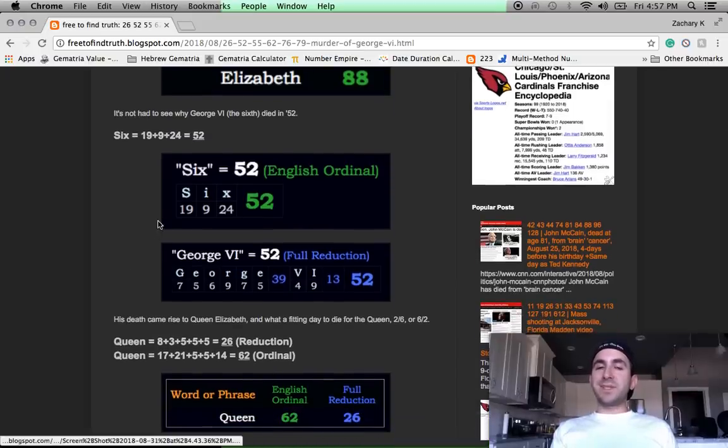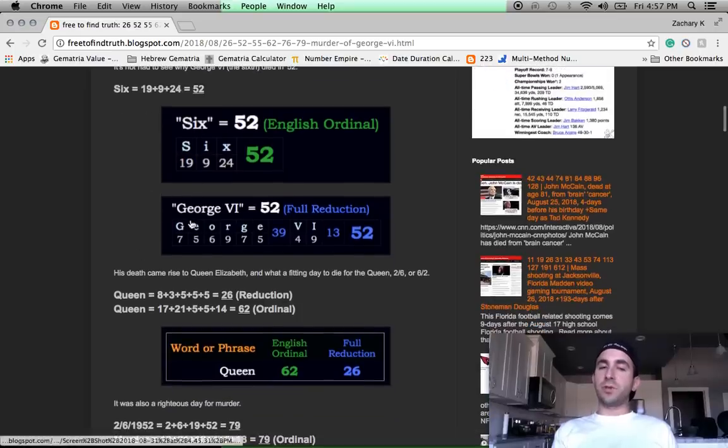Again, notice the difference. VI: S is the 19th letter, I is the 9th, X is the 24th. So VI is 52. When you do George VI, the way it was officially written, G's the 7th letter, E's the 5th. This is the numerology method here. O is the 15th letter, but notice it's worth 6. That's because the numerology of 15 is 1 plus 5 is 6. R is the 18th letter, but it's worth 9 here because the numerology of 18 is 1 plus 8 is 9. You're making each letter a single digit number, then you're adding the word.